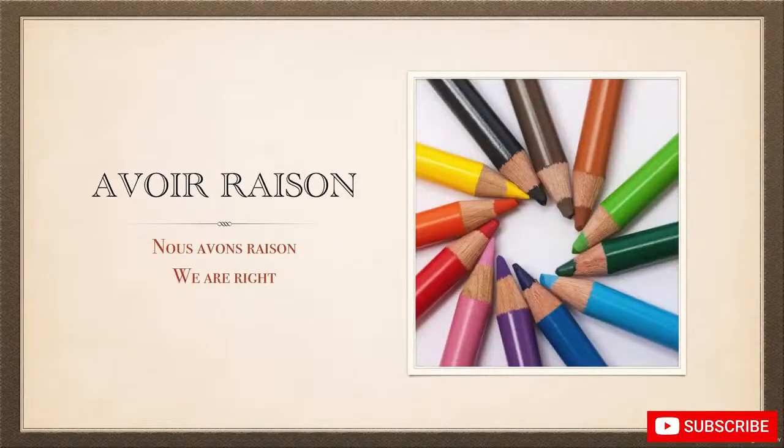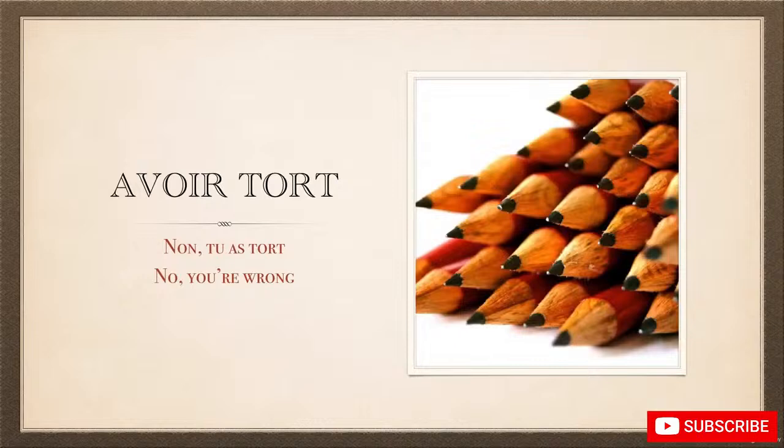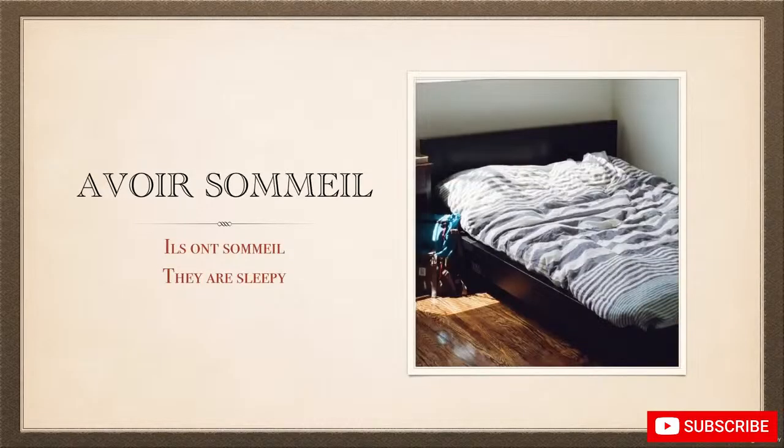Avoir raison. Nous avons raison. We are right. Avoir raison, to be right. Avoir tort, without pronouncing the second T, tort. Non, tu as tort. No, you are wrong. Avoir tort, to be wrong. Avoir sommeil. Ils ont sommeil. They are sleepy. Avoir sommeil, to be sleepy.